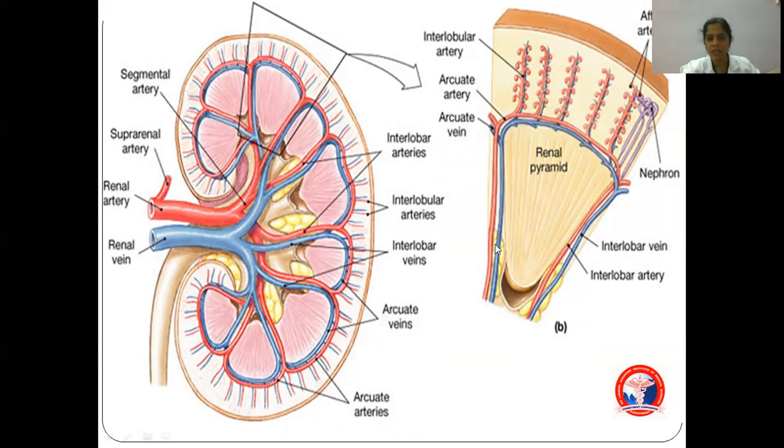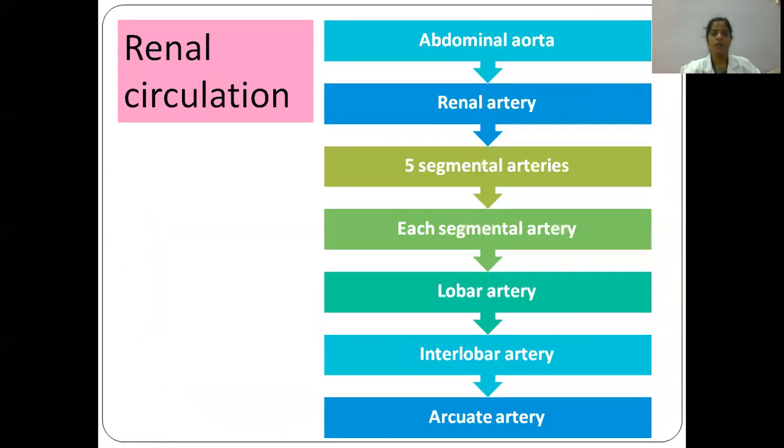Here you can see again, this is the interlobar artery, giving rise to the arcuate artery. This gives rise to the interlobular artery. From the interlobular artery, you can see the formation of the glomerulus. These round structures are the glomeruli. So these things are called renal circulation: how the blood circulates in the kidney.